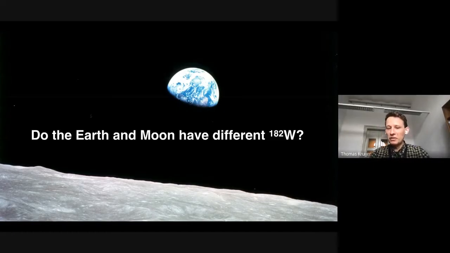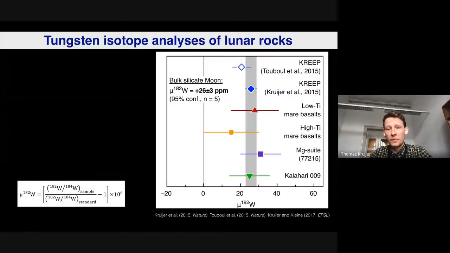Now, how do we assess this? We can simply measure the tungsten isotopic composition of lunar rocks that have been collected on the moon during the Apollo missions. And I'm taking a few leaps here, but this is basically the summary plot. And these are the tungsten isotopic compositions of different lunar source rocks, now expressed not in the epsilon unit notation, but in the so-called mu notation. And this is the parts per million deviation relative to the terrestrial composition, instead of the parts per 10,000.